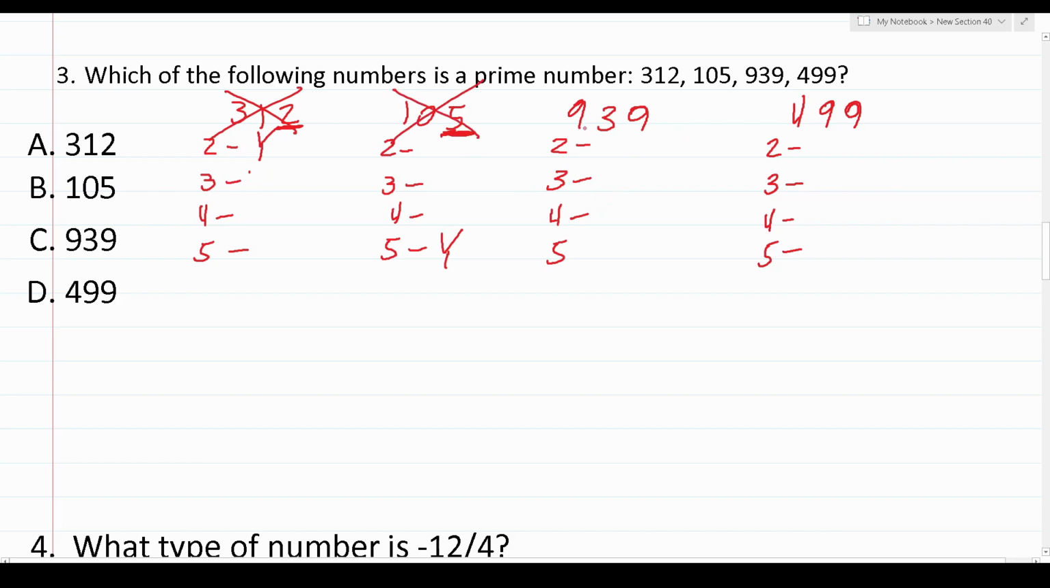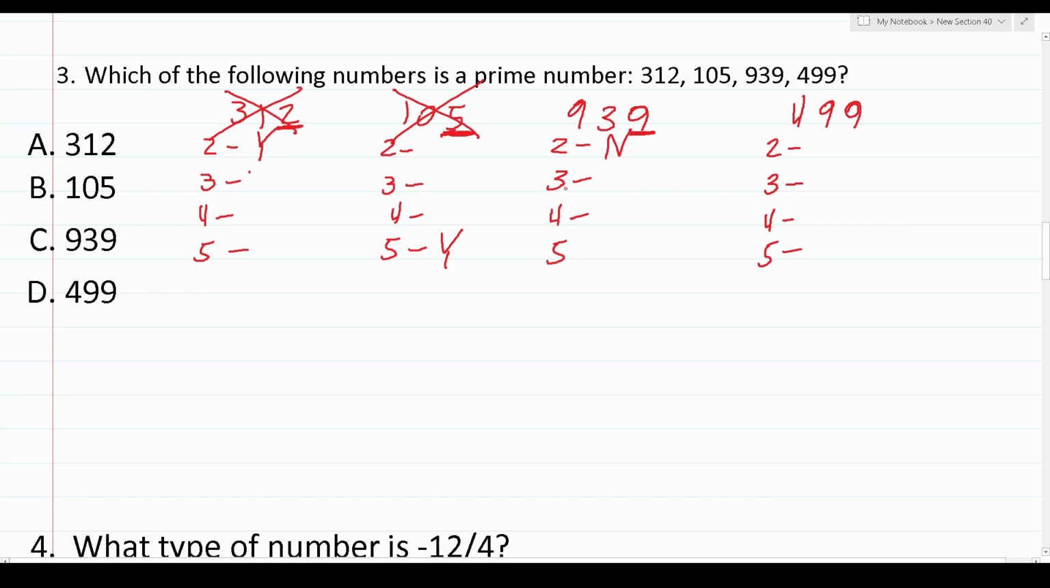All right, this one's a little bit more tricky, so let's go through our divisibility tests until we find one that works. So to check for divisibility of 2, we look at the last digit. If it's even, then it's divisible by 2. If it's not even, then it's not divisible by 2. 9 is an odd number, therefore I know 939 is not divisible by 2. So let's move on to 3.